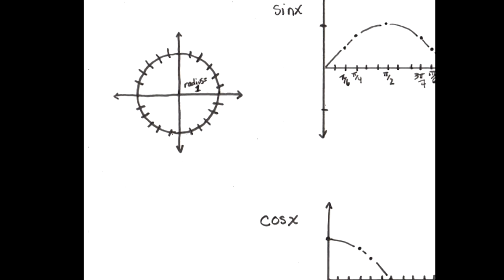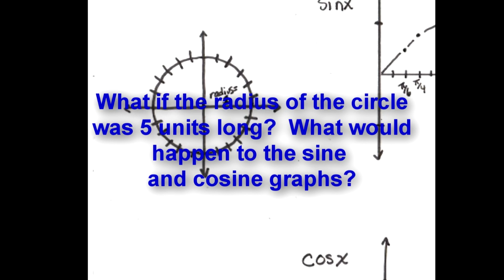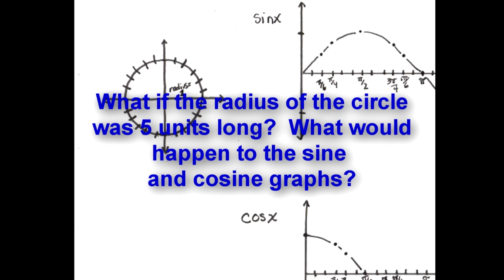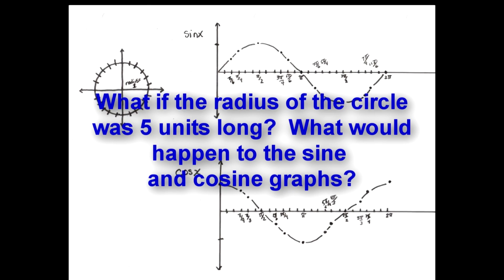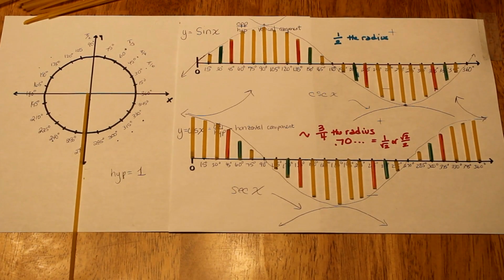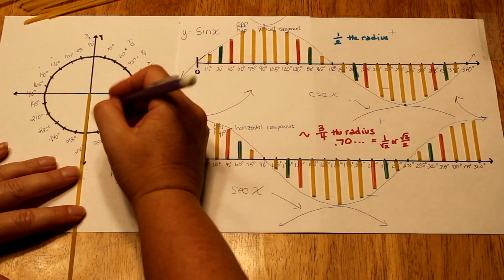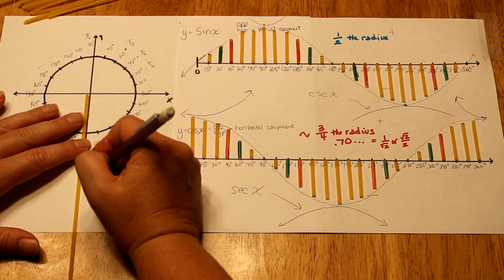Looking at the unit circle, what happens if we change the radius? What if the radius of that circle was 5 units long instead of 1? What would happen to the sine and cosine graphs if we change that? Well, interesting to see. Let's just think of it getting twice as big.